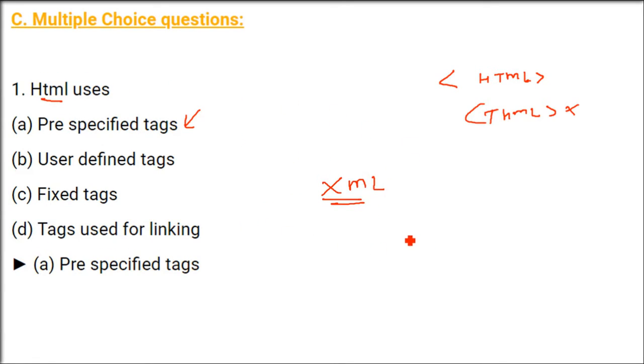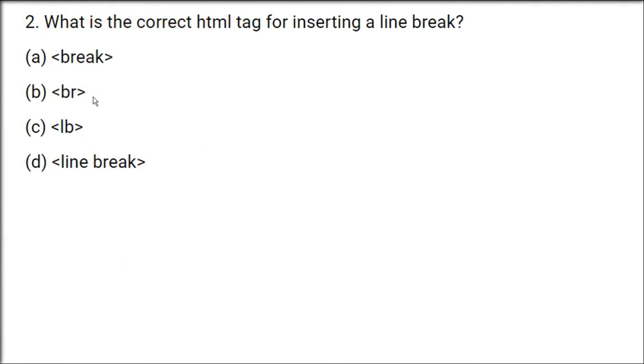So if you want to create your own tag, you have to go to XML, the extensible markup language. So you have to write P and then end it. If you say no, I want para, not P, that won't happen unless the HTML changes, right? So it is not user defined as well. It's not fixed tags also. You can say fixed tags, but the better answer is pre-specified tags.